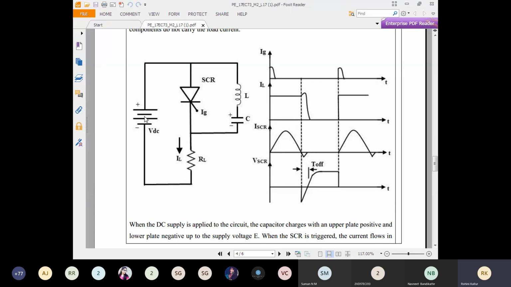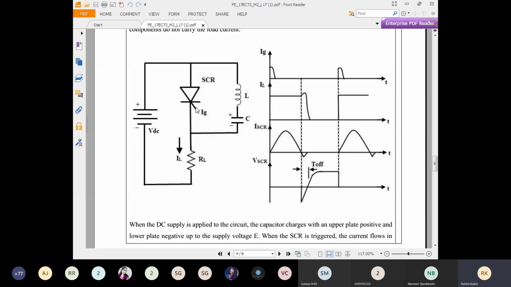When the SCR is off, the current will not flow through the off device, which is open circuited. So the current will pass through this L and C. L will have a voltage, VL equal to L into di by dt, and this capacitor will have a charge, Vc, which is equal to C into dV by dt. Then at one particular instant, we'll be turning this device on.